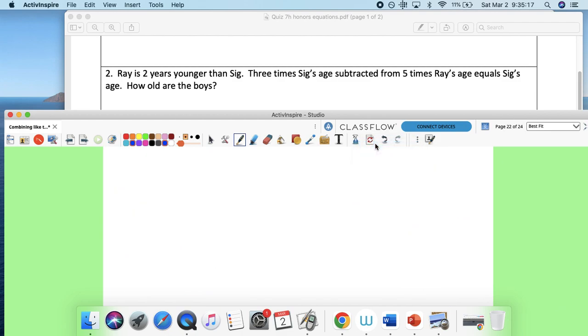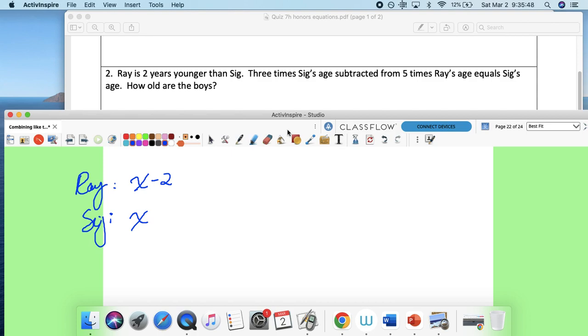Number 2. Let's see, Ray is 2 years younger than Sig, so we have 2 people here, Ray and Sig. Ray's 2 years younger than Sig, so we don't know anything about Sig, and he's being compared to Sig, so it's called Sig x. Ray's 2 years younger than that, so whatever Sig is, minus 2. There. Now we can use it to set up our equation. 3 times Sig's age subtracted from 5 times Ray's age equals Sig's age. How old are the boys?